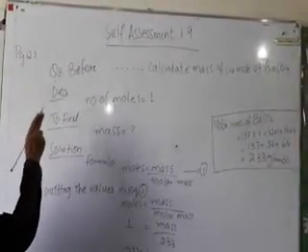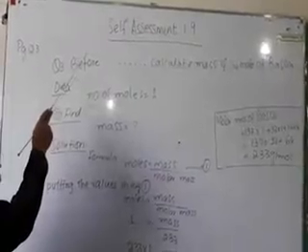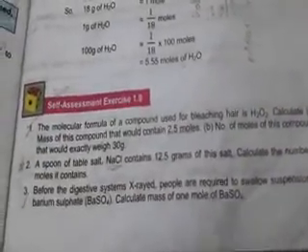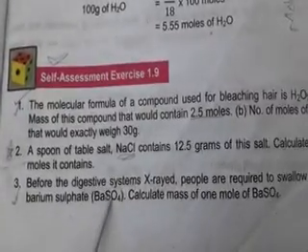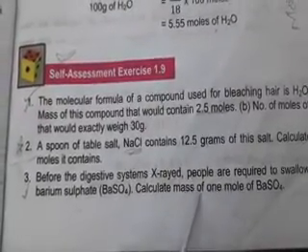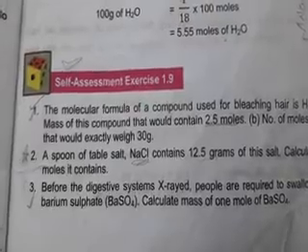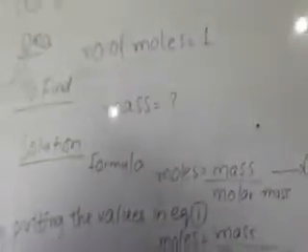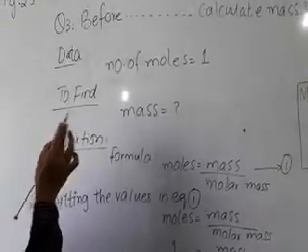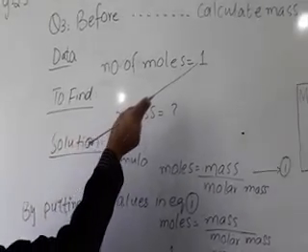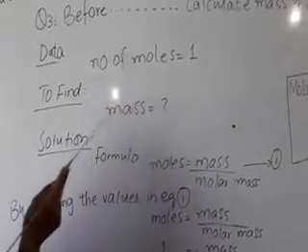Question number 3 of this self-assessment. Question number 3 says, before the digestive system X-ray, people are required to swallow suspensions of barium sulfate, BaSO4. Calculate the mass of 1 mole of barium sulfate. Now again, data, what's given in the question? Number of moles, that is 1. And you are asked to calculate its mass.